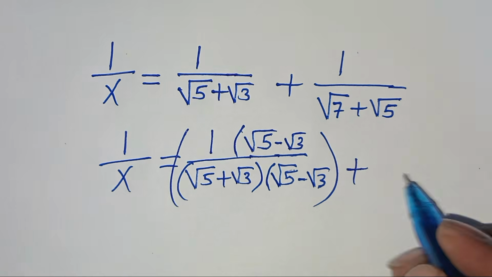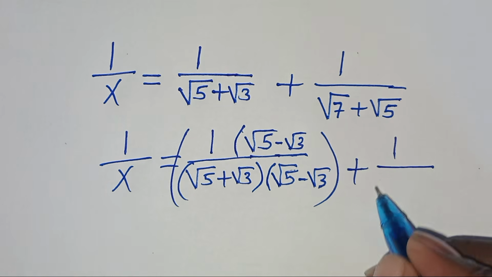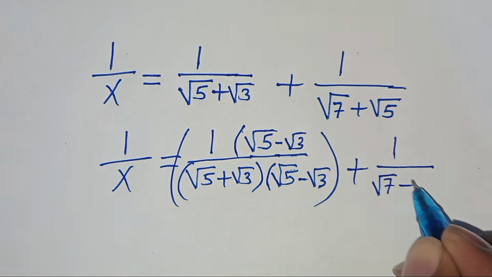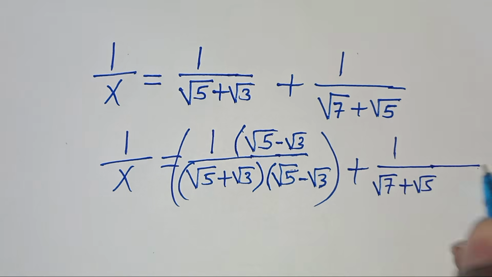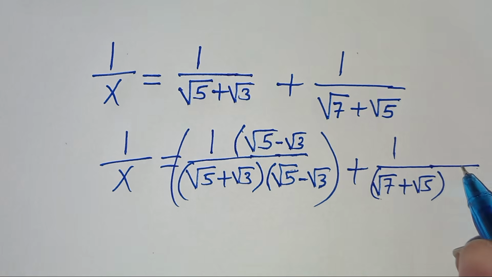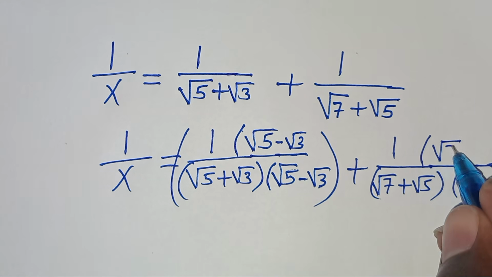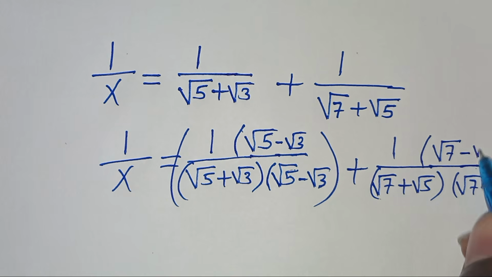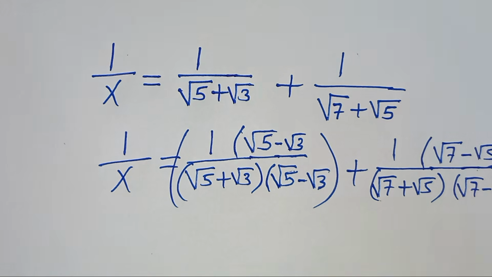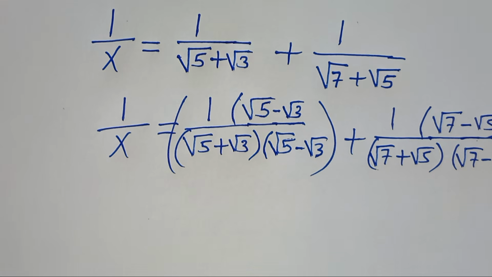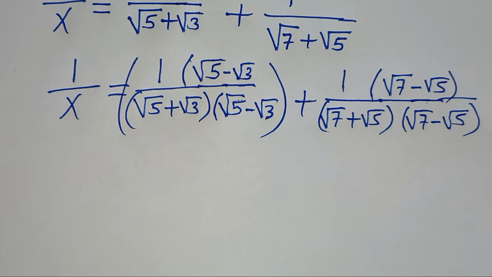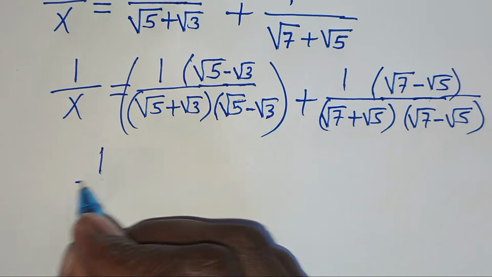Then plus, now here we have 1 over square root of 7 plus square root of 5. Let's also multiply by the conjugate, which is square root of 7 subtract square root of 5. We multiply the same conjugate in the numerator here, square root of 7 minus square root of 5. Now, the next step is that we have 1 over x.